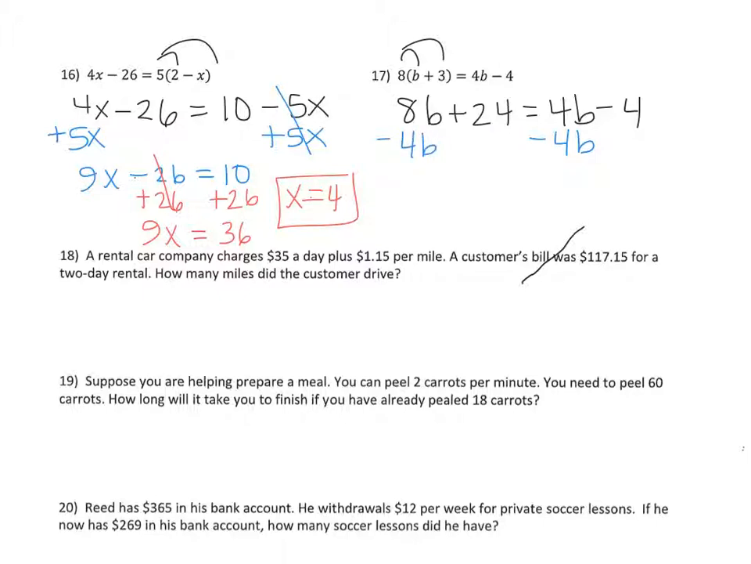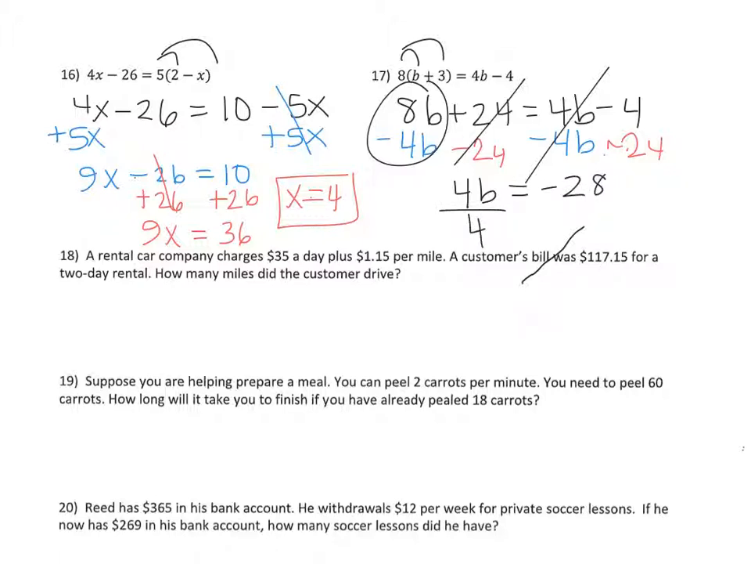So if I have my b's on the left-hand side, I'm going to want to get rid of this and put it on the right-hand side. So I'm going to subtract 24 from each side. So then over here you'll have 4b, but these will cancel out and these will cancel out. Negative 4 minus 24 is negative 28. And then divide by 4. So b equals negative 7.